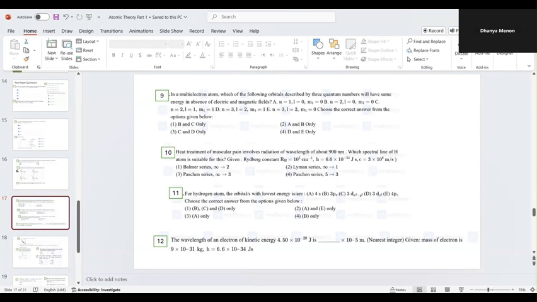Coming to the next question: In a multi-electron atom, which of the following orbitals described by 3 quantum numbers will have the same energy in the absence of electric and magnetic field? Okay, please take a screenshot. Choose the correct answer. The first one, if you see, is 1s. So let's try doing it.